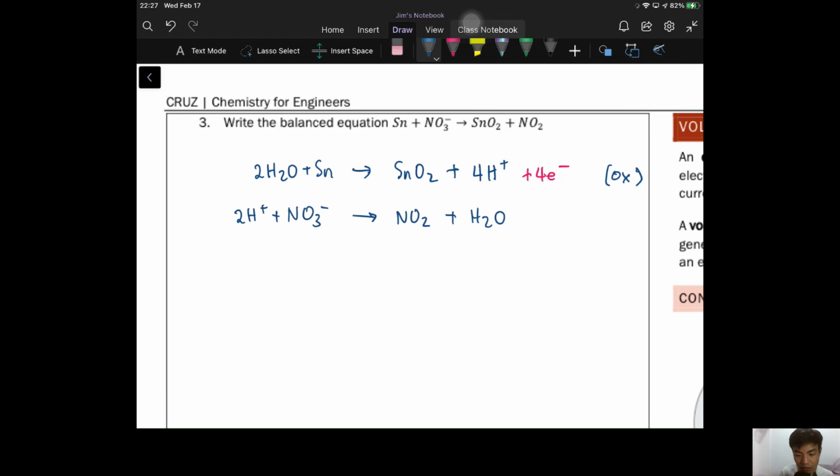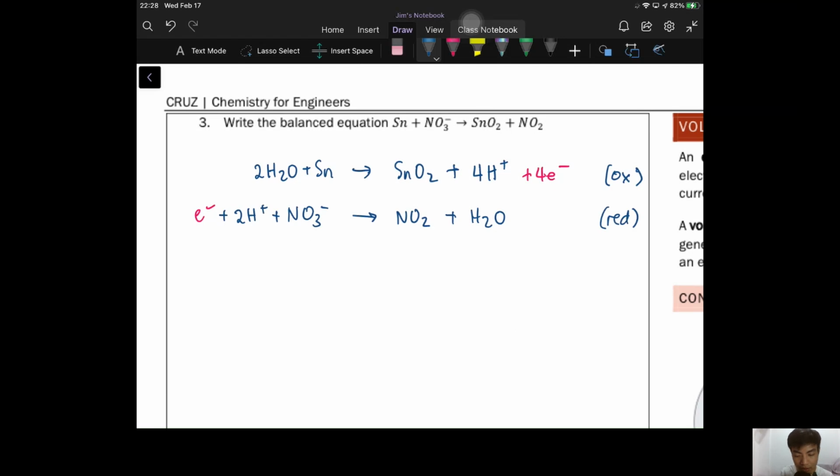After that, let's check the charges. No? So on the left side, we have 2 times positive 1 plus 1 times negative 1. So that is equal to positive 1. On the right side, we have no charge. No charge species. So that means sa left side, tayo ay maglalagay ng electron. Okay. So isang electron lang kailangan sa left side. Red pala yung gamit ko. Okay. So yeah. So since the electron is on the left side, that is a reduction reaction.